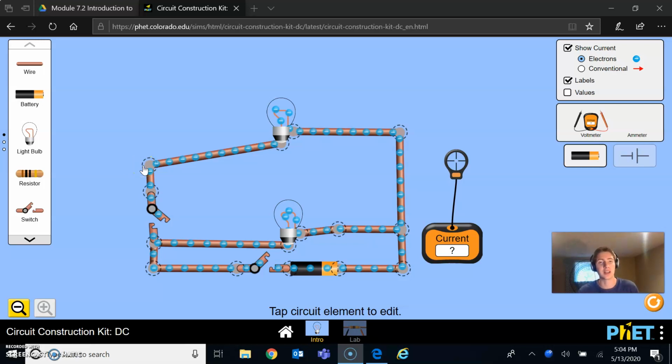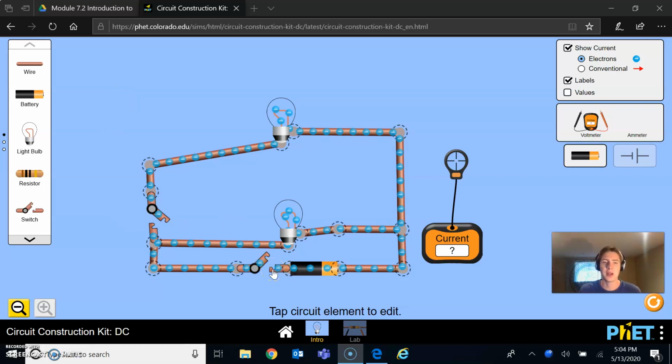Today we're going to be talking about series and parallel circuits. To start off, I built this circuit that we could study together. It has two light bulbs that are connected by some switches and a wire and a battery. And what I want to first do is call your attention to this switch right here.